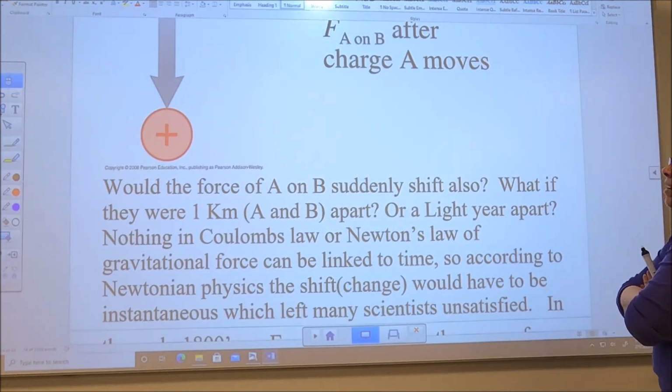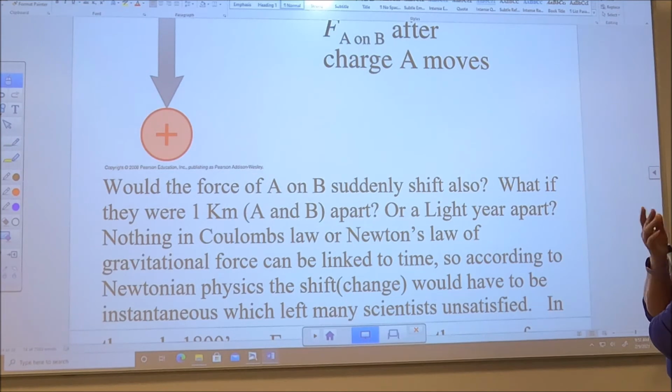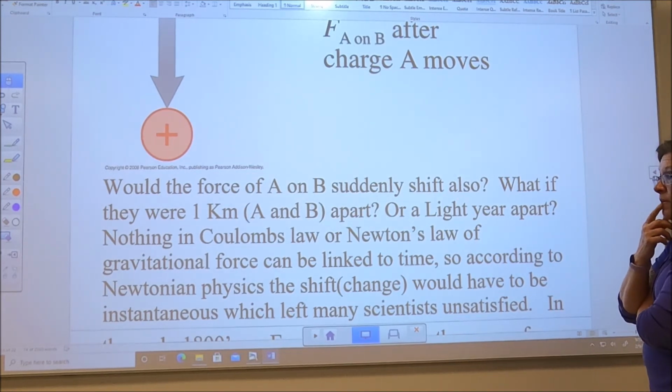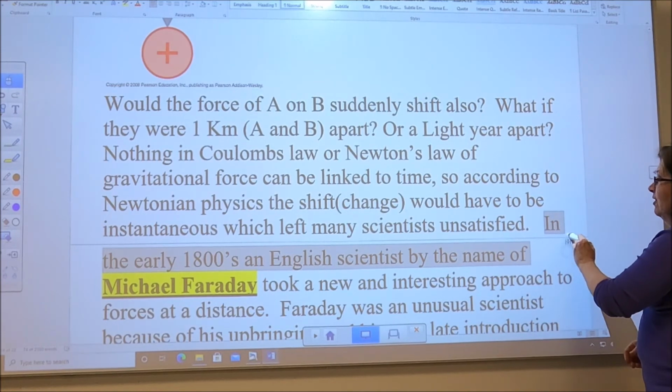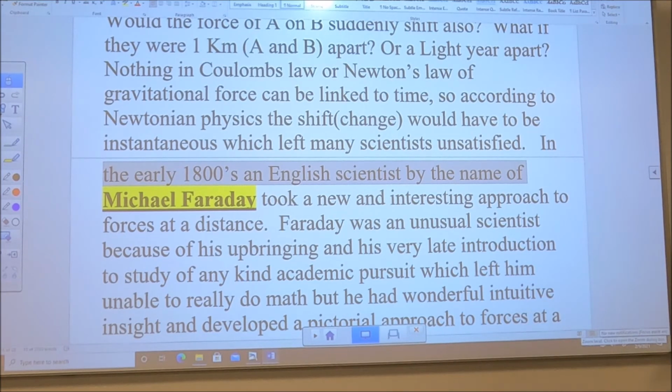Would the force of A on B suddenly shift? Would it matter if they were a centimeter apart, or a kilometer apart, or a light year apart? Nothing in Coulomb's law or Newton's laws of gravitational force can be linked to time. So, according to Newtonian physics, the shift in charge position would have an instantaneous effect, be seen instantaneously by particle B. And scientists didn't like that. It just didn't feel right.